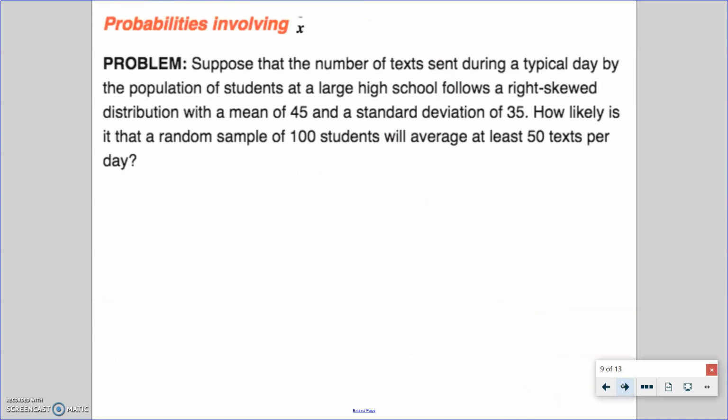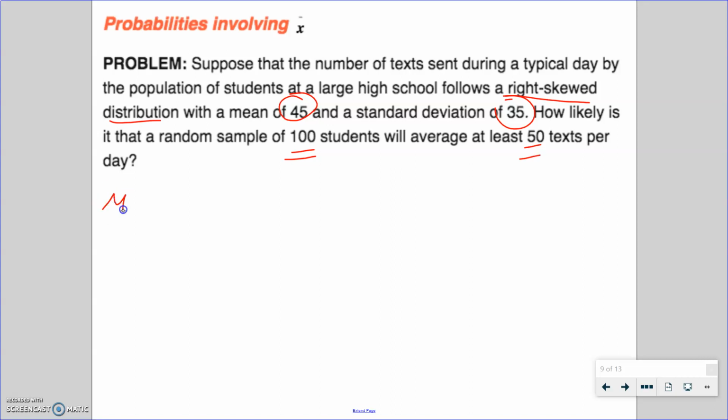So let's tie this all together to try to clarify this a little bit. Suppose that the number of texts sent during a typical day by the population of students at a large high school follows a right-skewed distribution with a mean of 45 and a standard deviation of 35. How likely is it that a random sample of 100 students will average at least 50 texts per day? So I know we're talking about mean, right? A sampling distribution of sample mean.